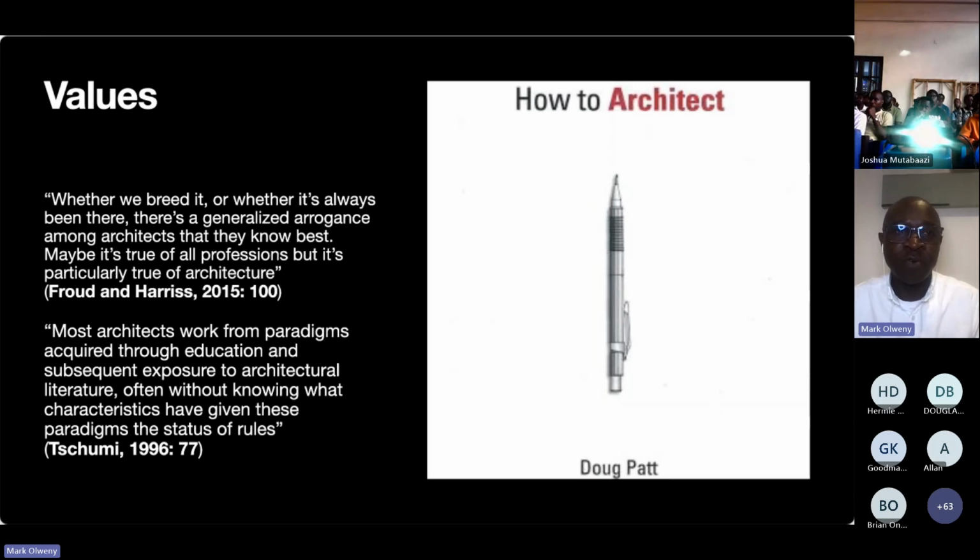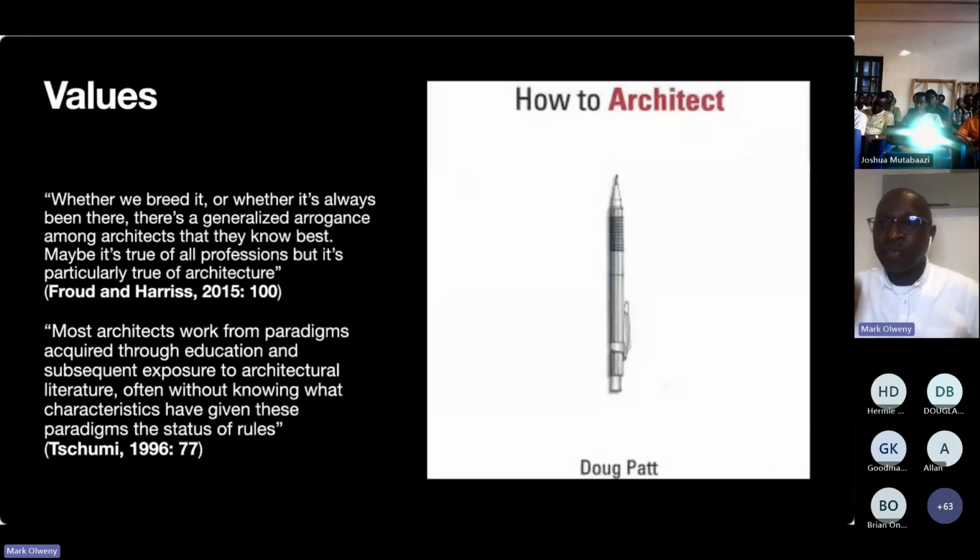And then the Froud and Harris one is from 2015. It's actually related to a conversation they were having with a colleague of theirs. And he stated, whether we breed it or whether it's always been there, there's a generalized arrogance amongst architects that they know best. Maybe it's true of all professions, but it's particularly true of architecture. Now, you put that in architecture education and you see the consequences of this. So if you get the arrogance starting off in the school and then it continues building up, the consequential output of that can be quite dangerous.